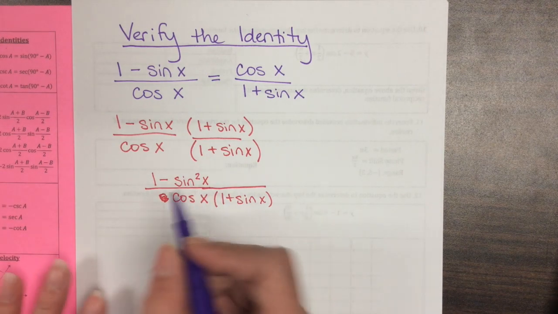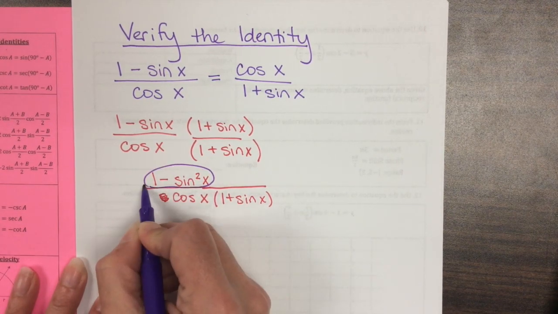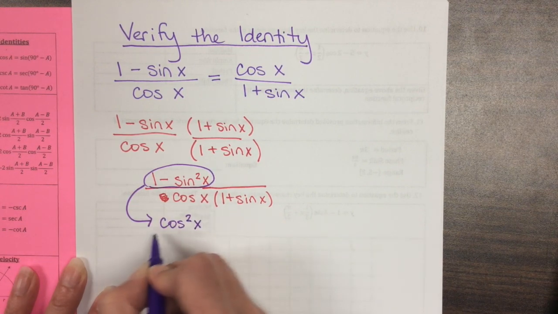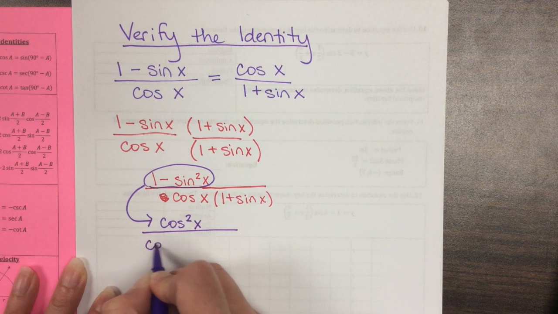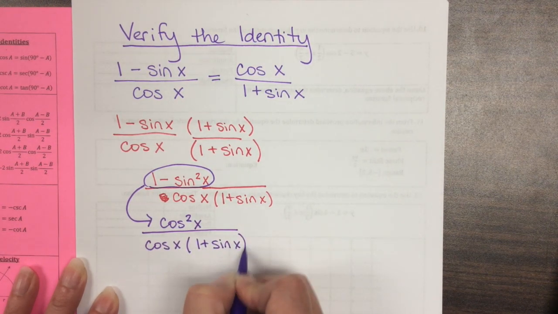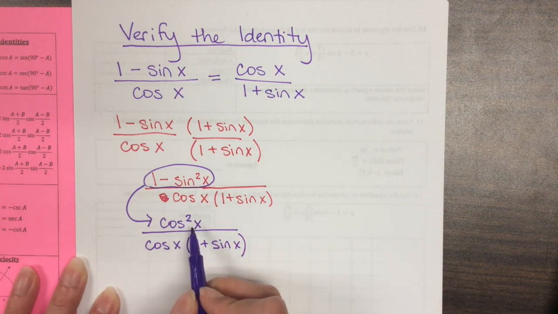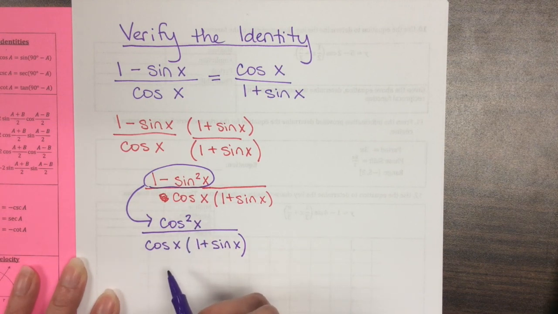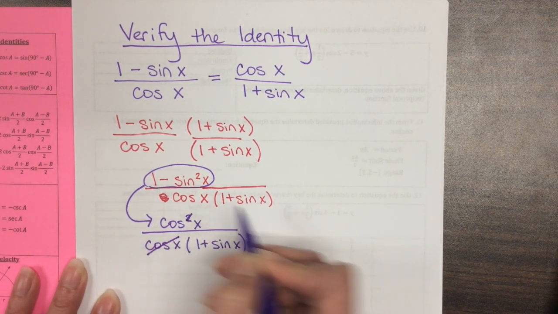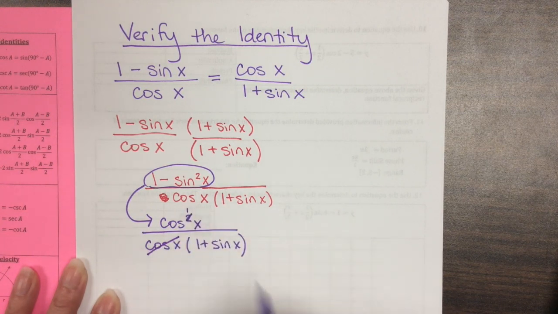So let's do that. This right here gets replaced with cosine squared of theta, and then on the bottom I have cosine of x times 1 plus sine of x. Now I have two cosines on top. If you need to, you could separate it and write cosine of x times cosine of x. And on the bottom I have a single cosine. So I can cancel out one of these cosines and one of those. And so this is now a 1.